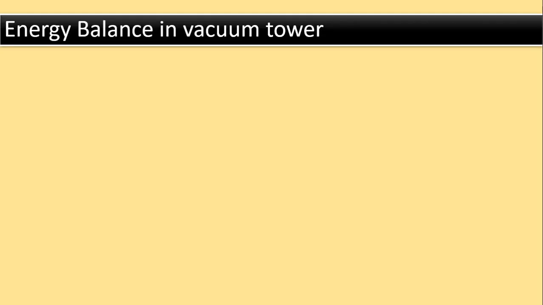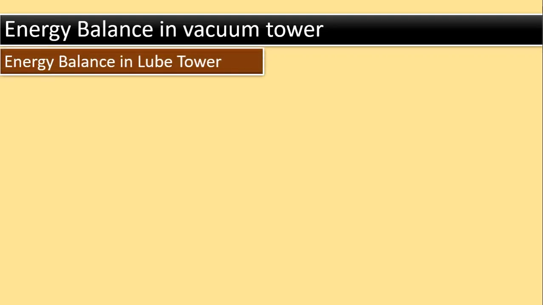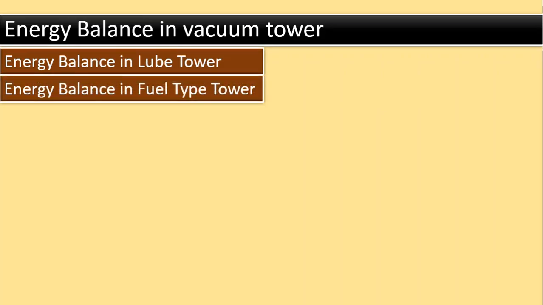Today we are going to learn the energy balance in a vacuum tower. As we know, there are two types of tower, one is a loop based tower and one is a fuel based tower. So we are going to learn the energy balance for one case in the loop based tower and one case for the fuel type tower.